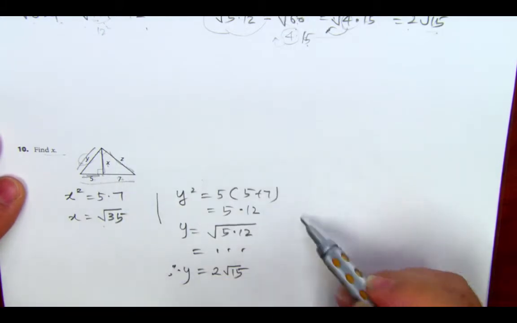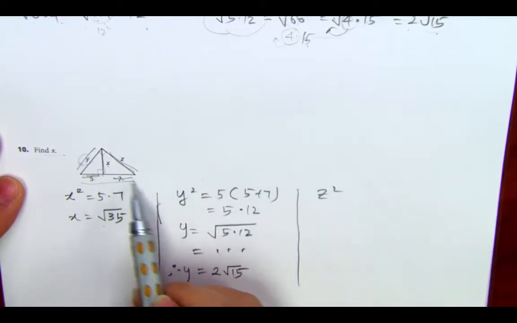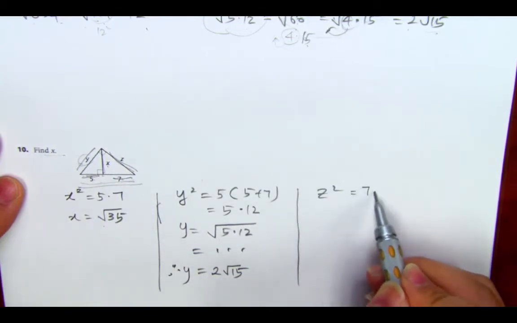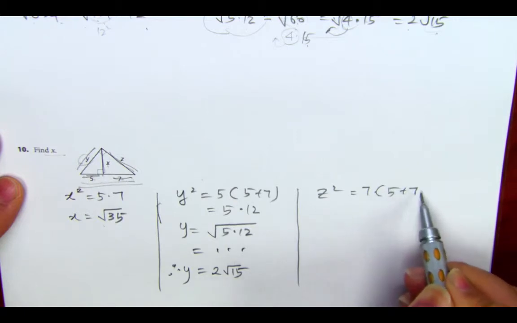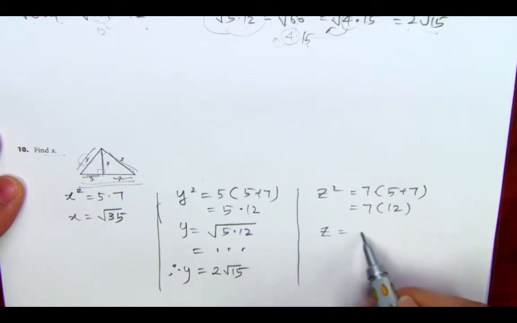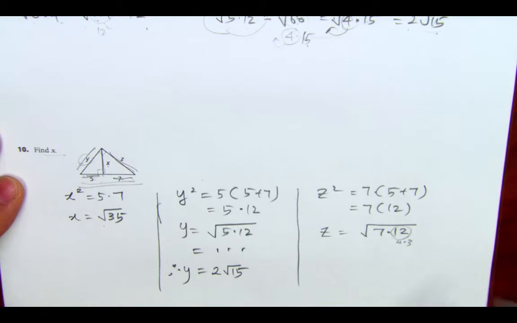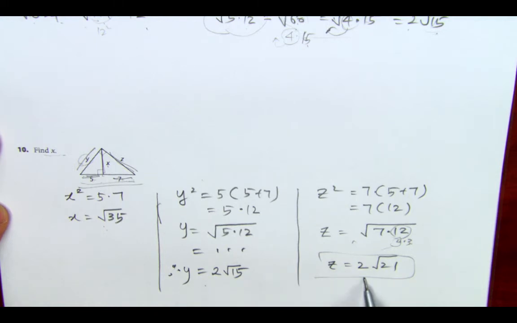And once again, for z, similarly, z squared is this times the whole thing, which is 7 times 5 plus 7, 7 times 12. And we square root both sides. And we know that that is equal to 4 times 3, right? Which means 4 pops out as a 2. We multiply the rest, 21. So that's the answer for this one. So x is root 35, y is 2 root 15, and z is 2 root 21.